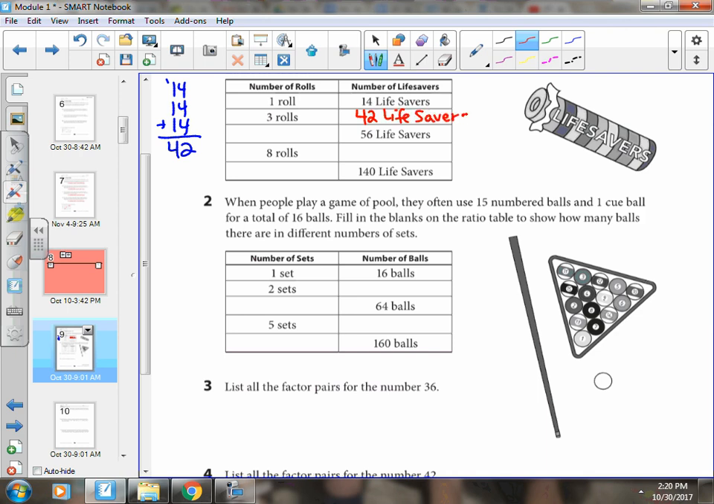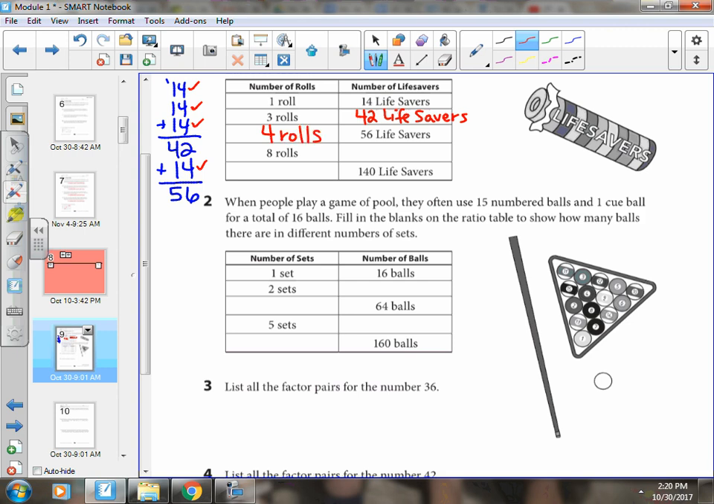Now I need to figure out how many rolls would be 56 lifesavers. Wonder if I just add one more roll of 14. There it is, 56. Can you see that I have 1 roll, 2 rolls, 3 rolls, and 4 rolls of 14 equals 56. So 4 rolls.